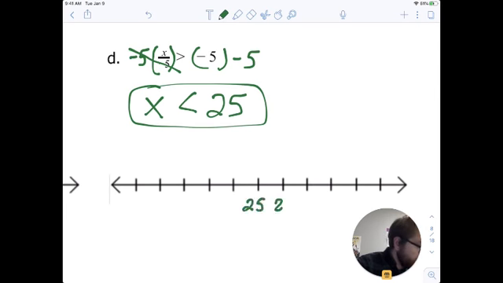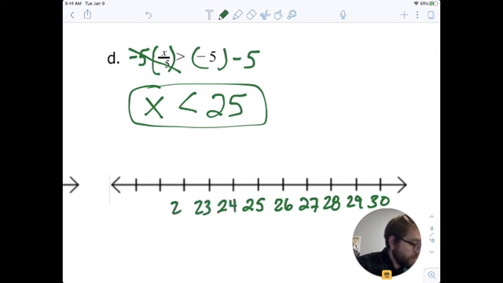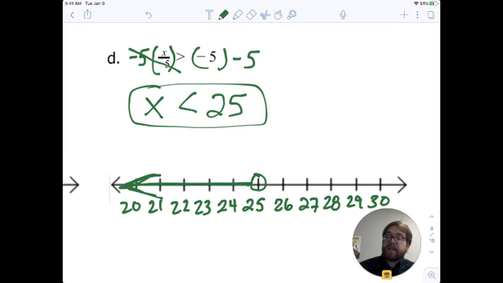So 25, 26. And then those that are smaller than 25. This says x is less than 25, so I'll do an open circle at 25 and draw my arrow to the left. Okay. x is less than 25. So on that one again, I'd multiplied by a negative number, and so I had to switch my inequality symbol. The solving is the same as what we have been doing. You're just doing the opposite operation on both sides, but you want to make sure you're keeping track of, did I multiply by or divide by a negative?